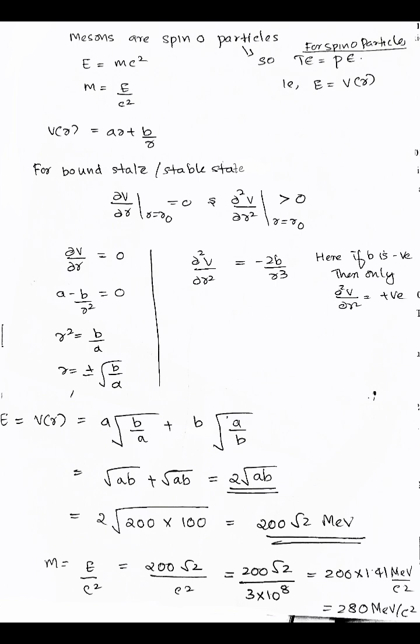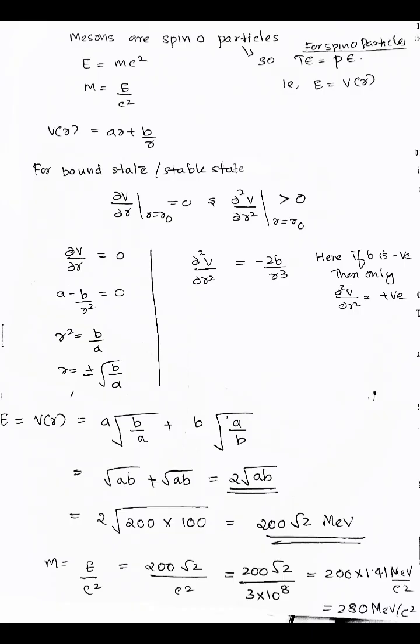This will be positive only if b is negative. So here the energy value E is equal to V of R. This is equal to a into square root of b by a plus b into square root of a by b. This is equal to square root of ab plus square root of ab, which is equal to 2 square root of ab. This is equal to 2 into root of 200 into 100, which is 200 root 2 MeV.